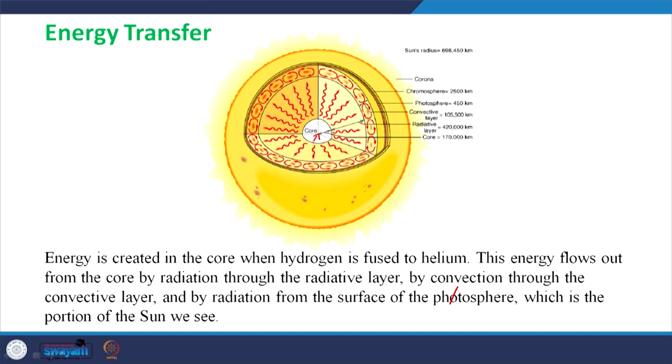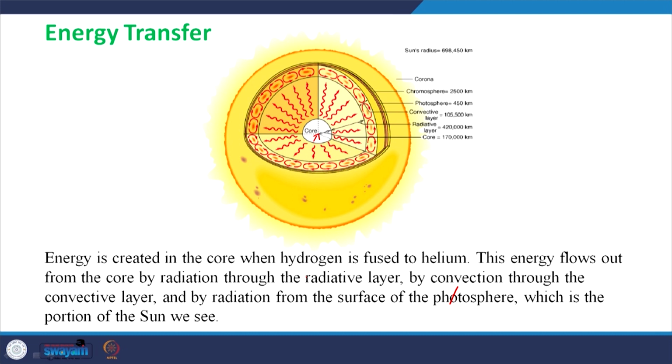Now, once the energy is released, this energy reaches the edges of the sun, the photosphere or the boundary of the sun, right. The important aspect that I am trying to say here is that energy is of course generated at the core. When it is created, it travels by different means starting from the core. So, energy is created in the core when hydrogen is fused to form helium.